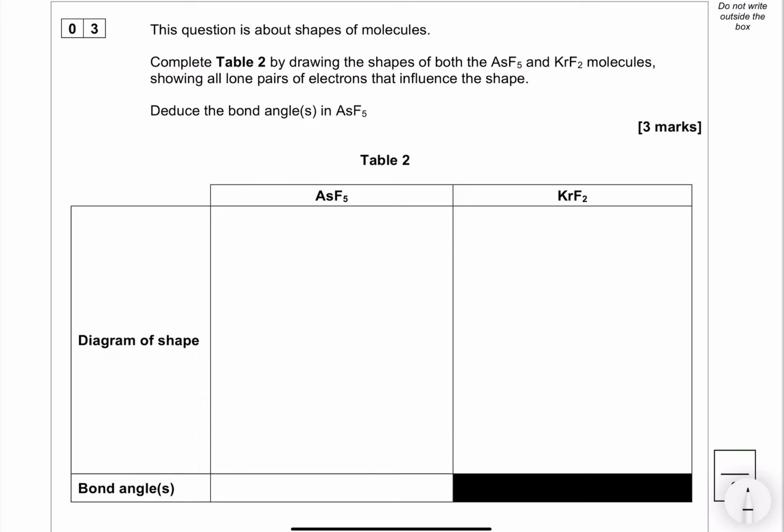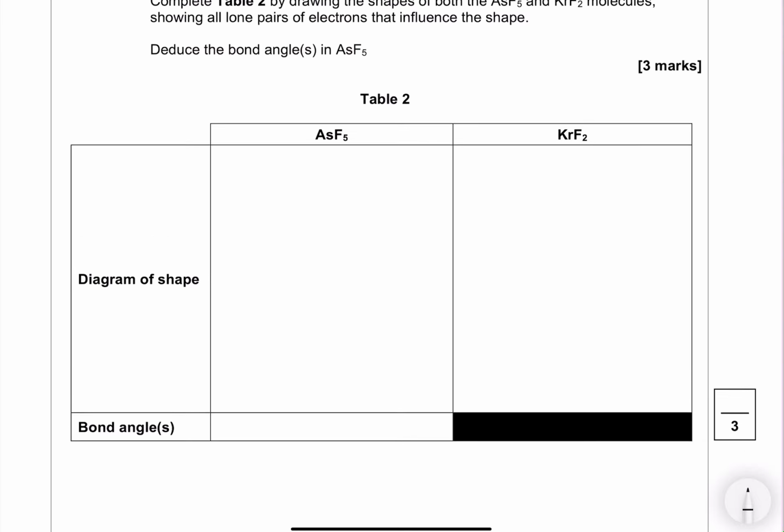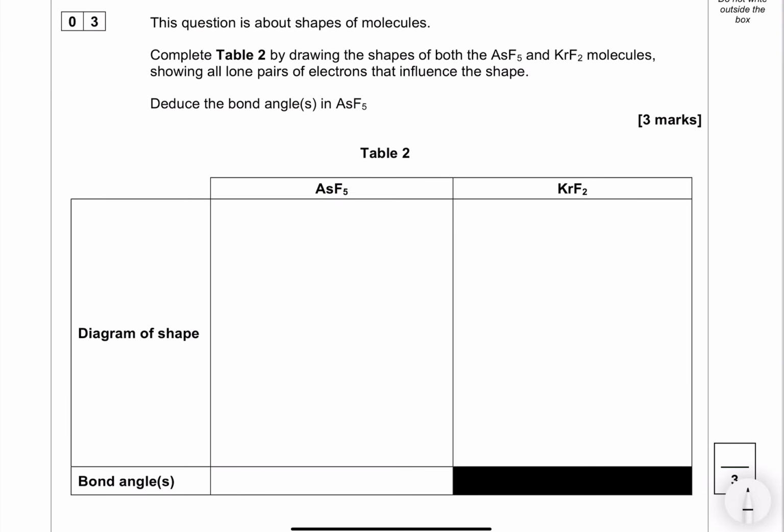So the first thing you need to do when you're considering these questions is look at valence shell electron pair repulsion theory and count how many electrons are around the central atom. So we'll start with the AsF5. Arsenic's in group 5, and we've got 5 fluorines, each bringing 1. We've got no charge, so we've got 10 electrons or 5 pairs. Now, since we've got 5 atoms, we've got 5 bond pairs and 0 lone pairs.